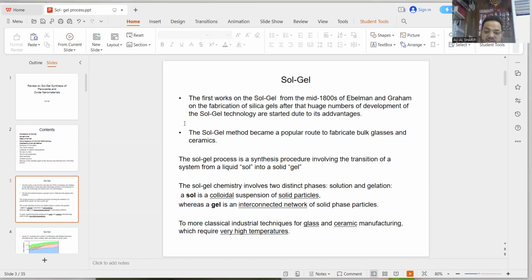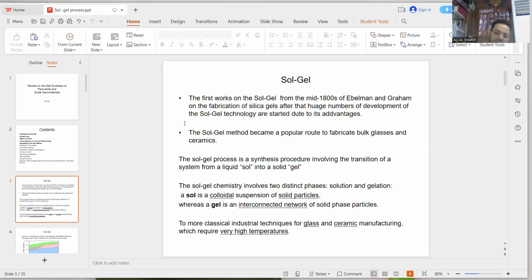The sol gel chemistry involves two distinct phases, like I said before, solution and gelation. A sol, what is a sol? The first transition in this process is a colloidal suspension of solid particles. After that, gel will happen. It's an interconnected network, actually we can say a 3D interconnected network of solid phase. Like I said before, it contains the liquid and solid phases at the same time.